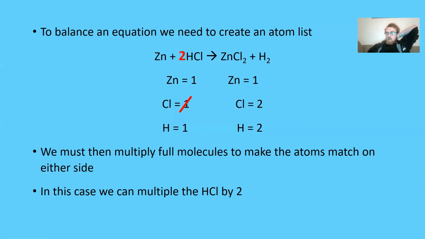So we no longer have 1 chlorine, and we no longer have 1 hydrogen. We do have 2 chlorines, and we now do have 2 hydrogens, because that 2 applies to the whole molecule. These atom lists now match. That means that equation is balanced.